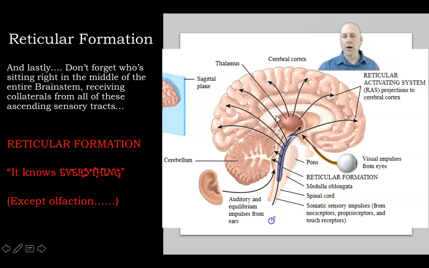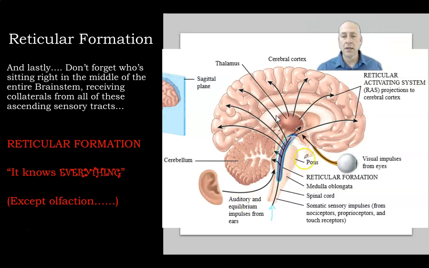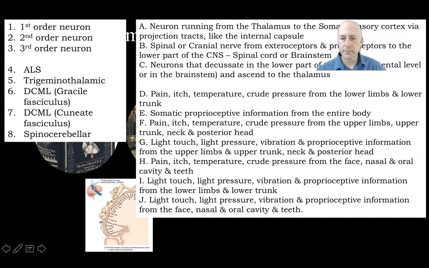So conceptually, all these pathways we just described are ascending, and they're giving off collaterals as they run right smack through the reticular formation. Shown, I'll outline it, this big purple area that runs right through the center of the medulla, the pons, and the midbrain. As the DCML comes up, as the ALS comes up, it's giving collaterals and sending its information. It's going right on by, and as it goes by, it tells the reticular formation what information it's sending. So the reticular formation is picking up everything from the DCML, everything from the ALS, everything from the trigeminal thalamic. So it knows everything except, of course, for olfaction or smell.